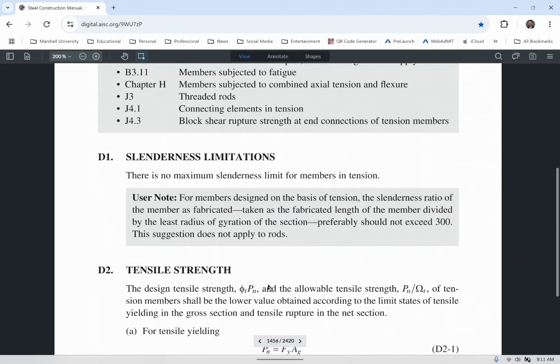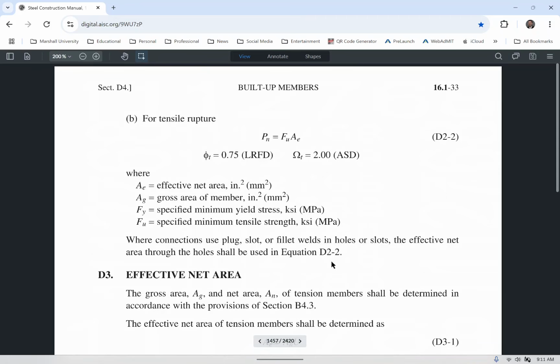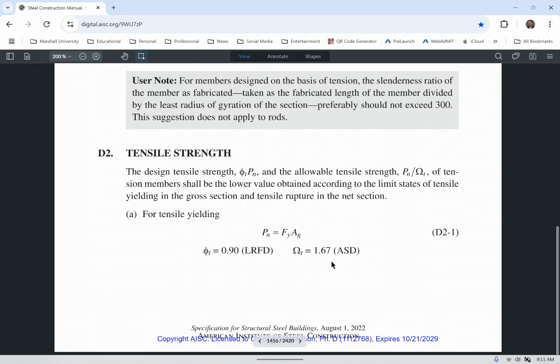And so D2 says there are several limit states, and here's what it says. It says the design tensile strength and the allowable tensile strength, so it sort of puts LRFD and ASD together. Remember, are we going to focus on this number? We're not going to ignore it. We're doing LRFD, okay? So the design tensile strength shall be computed as follows.